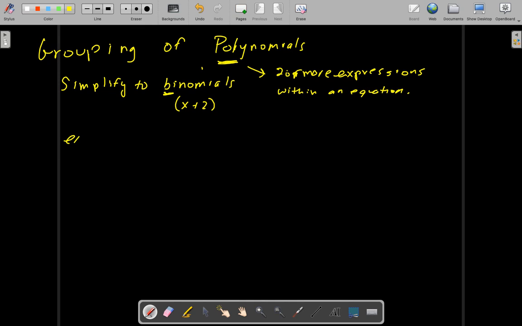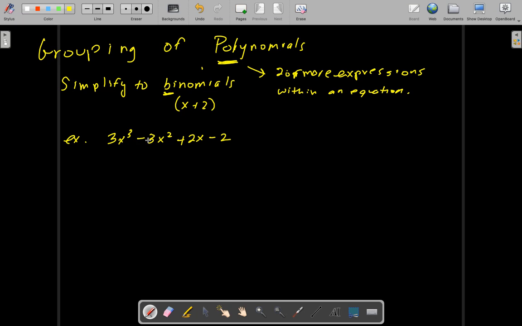So here's the example I have for you: 3x to the third minus 3x to the second plus 2x minus 2. This is a polynomial, like I said, because we have 1, 2, 3, 4 expressions within one equation. So we're going to simplify this into binomials.